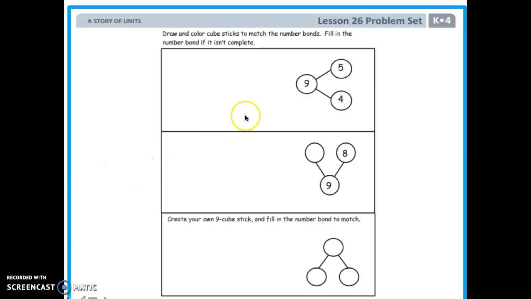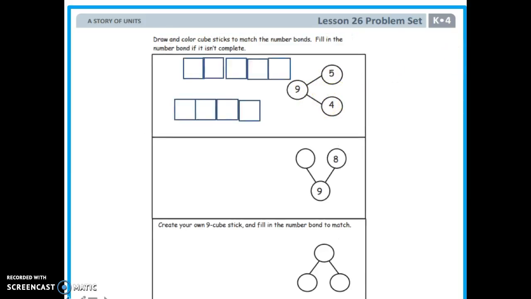So if I look over here, we have 9 all together, 5 and 4 as the parts. So let's go ahead and draw that. So I'm going to need 5 cubes in one train and 4 cubes in the other train. 9 equals 5 and 4.